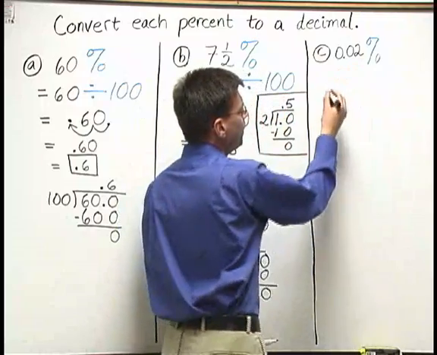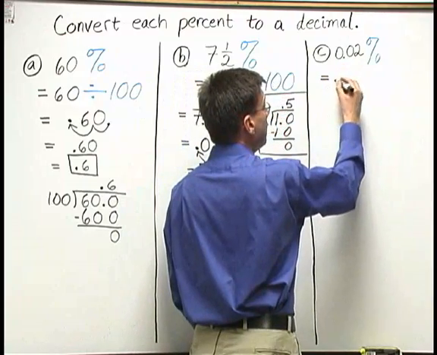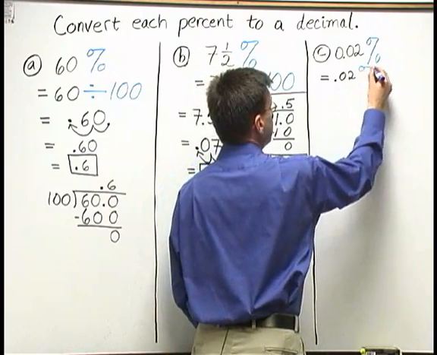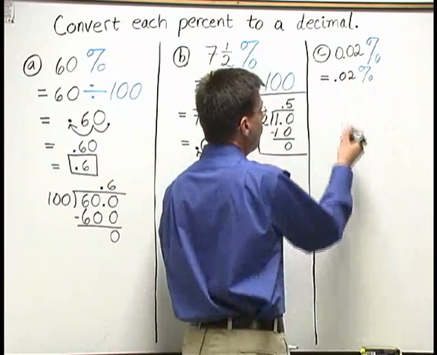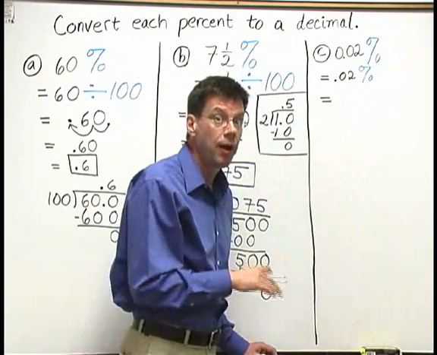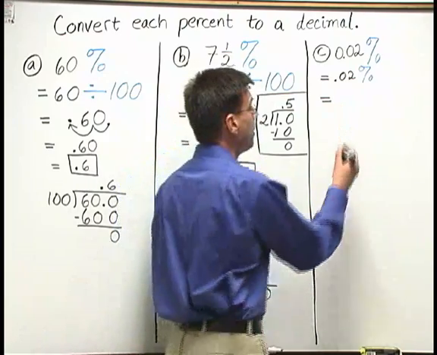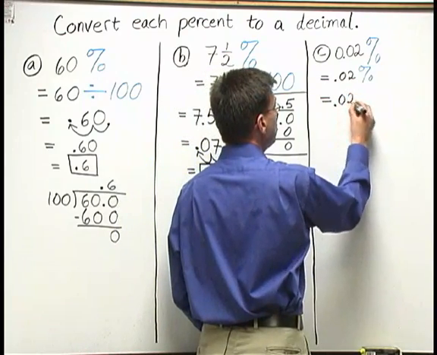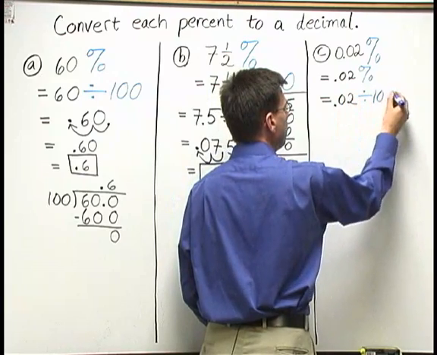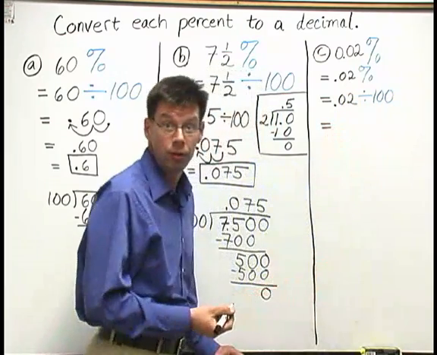0.02%. Once again, I just want to mention that that 0 in front of the decimal point is not necessary. This is the same as writing .02%. 0.02 is a decimal, but we want to convert to a decimal form without a percent sign. In order to get rid of the percent sign, we need to divide by 100. 0.02 divided by 100. And once again, we can choose between our shortcut method or the long division.